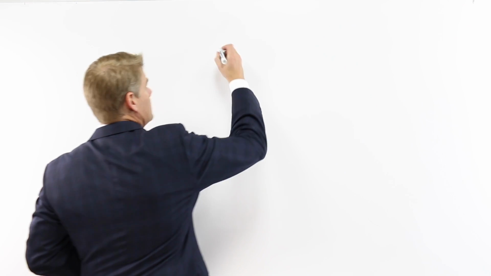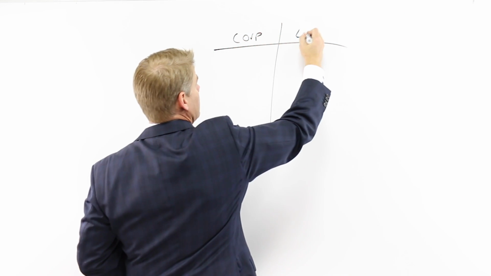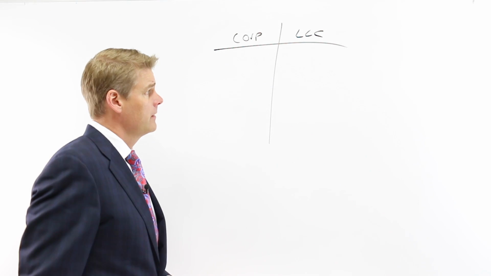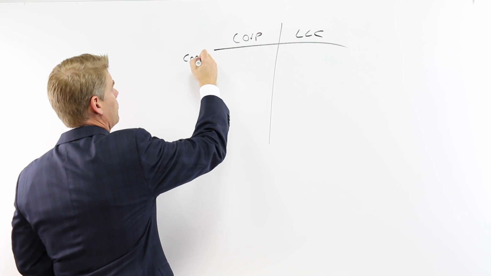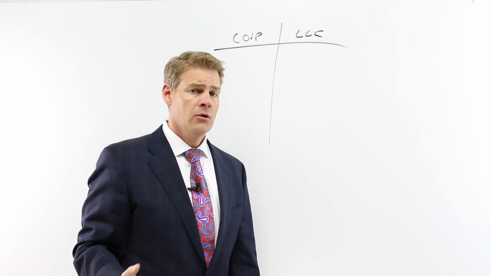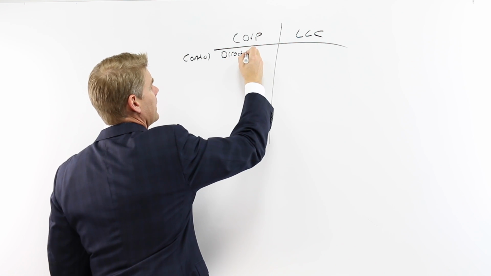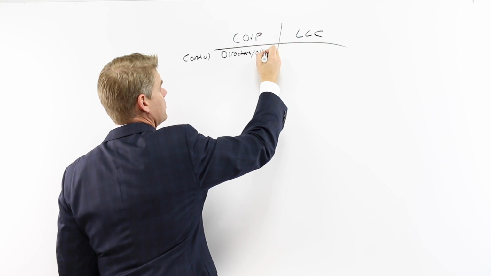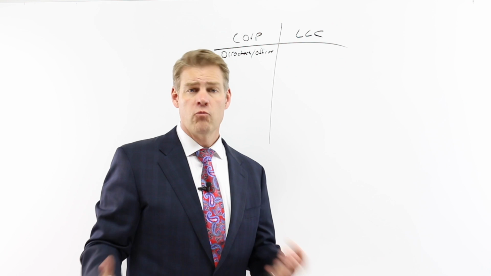All right, so here's what we have. We have Corp on this side, and we have LLC on this side right here. Now let's just talk about it from a control standpoint. What is the difference between a Corp and a limited liability company? Well, in a corporation, you have directors and officers.